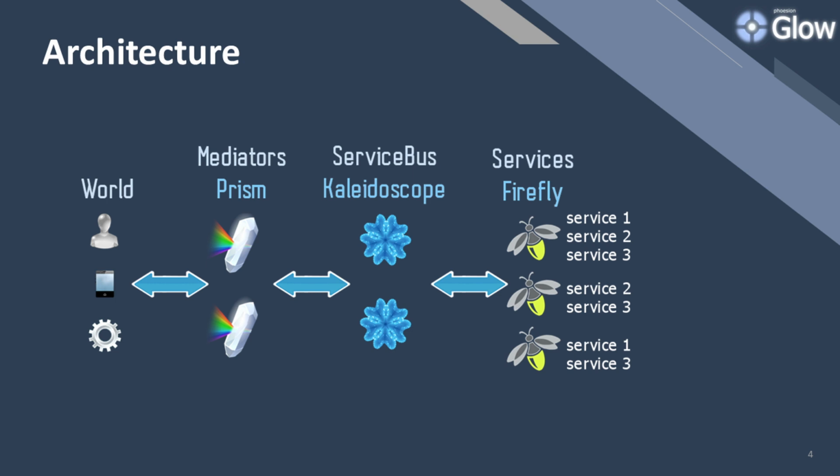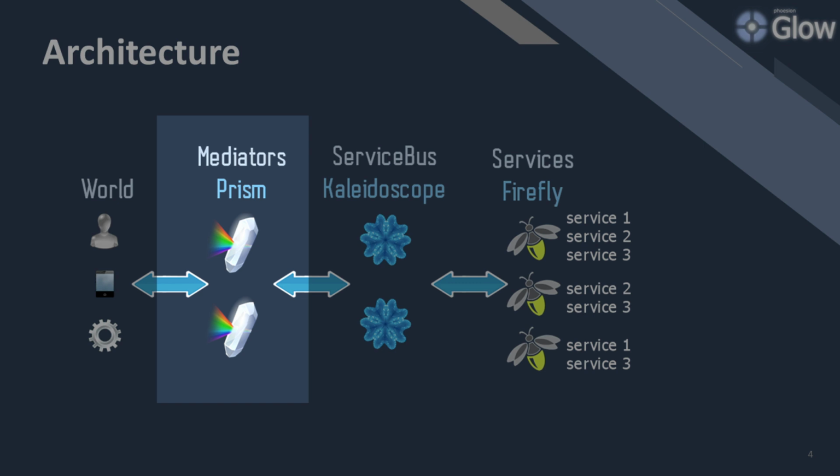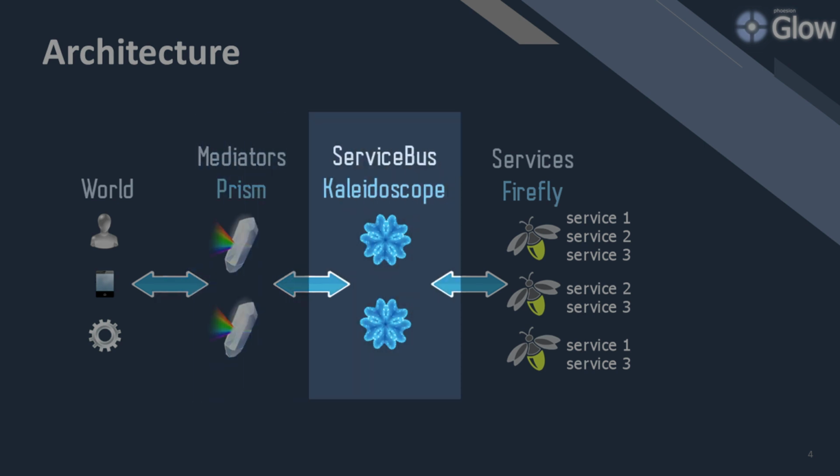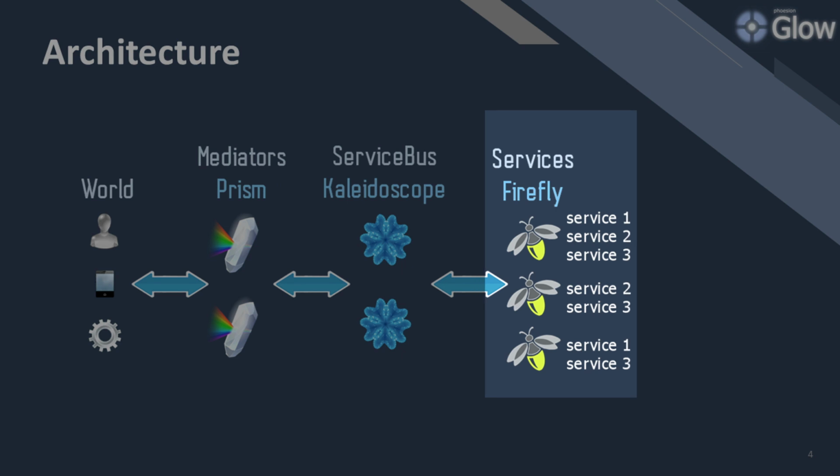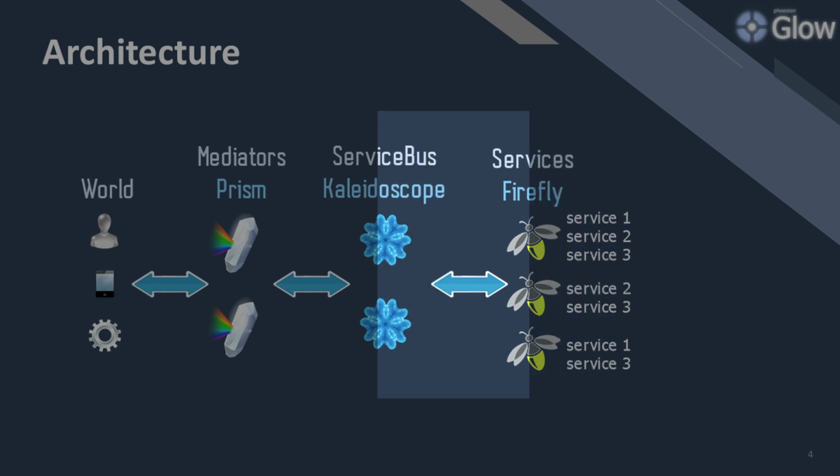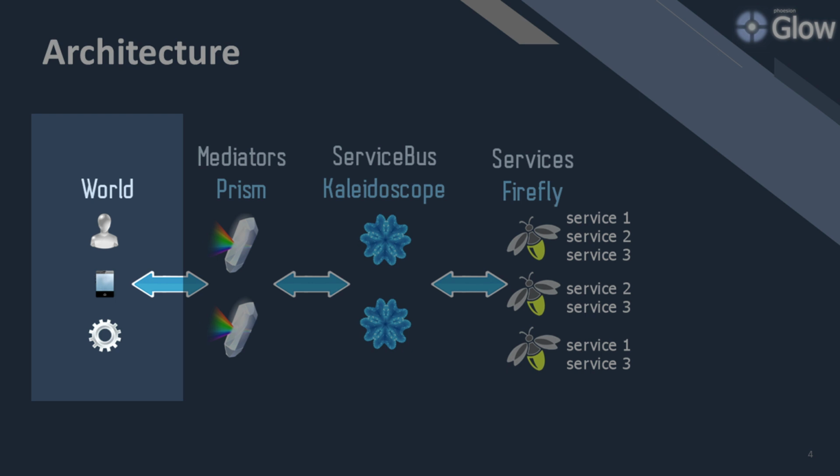This is how the components work together to handle the incoming request from an external client, for example, a browser. The request is received by the Prism, that is then forwarded using Kaleidoscope, a service bus, to the appropriate Firefly that is running our code. The response is then returned to the Prism for responding to the external client.